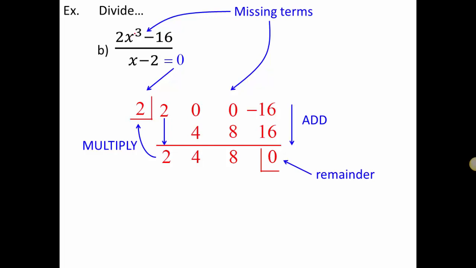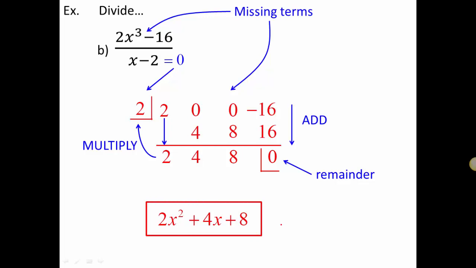I started with a cubic divided by a linear. X cubed divided by x should give me x squared. So this will end up being 2x squared plus 4x plus 8 plus 0 over x minus 2. Now, of course, since my remainder is 0, there's no need to write the fraction, so my final answer will be 2x squared plus 4x plus 8.